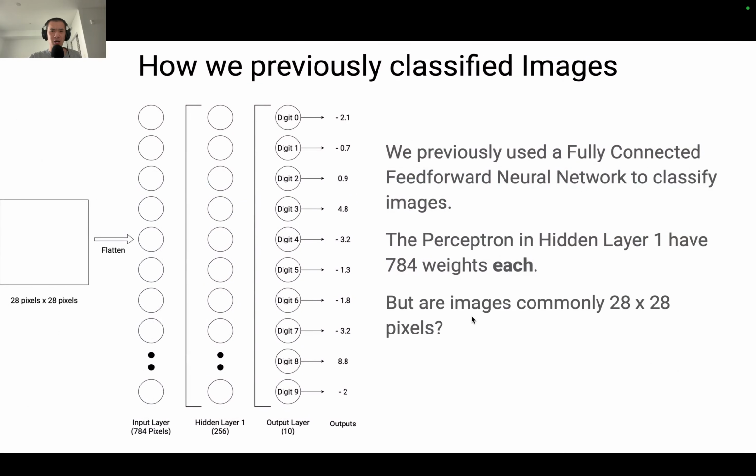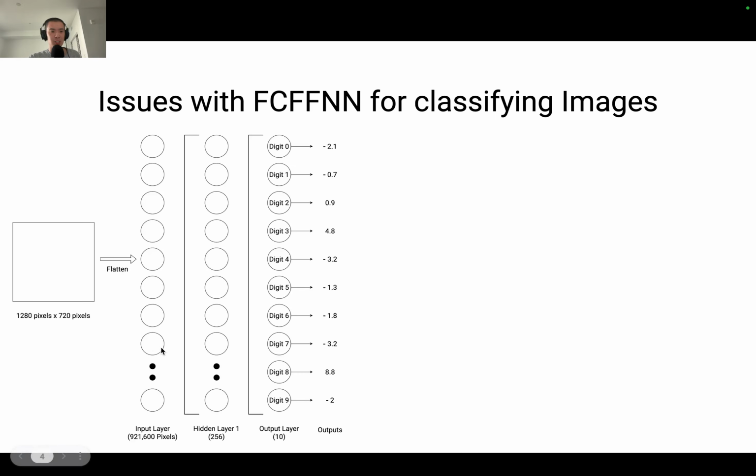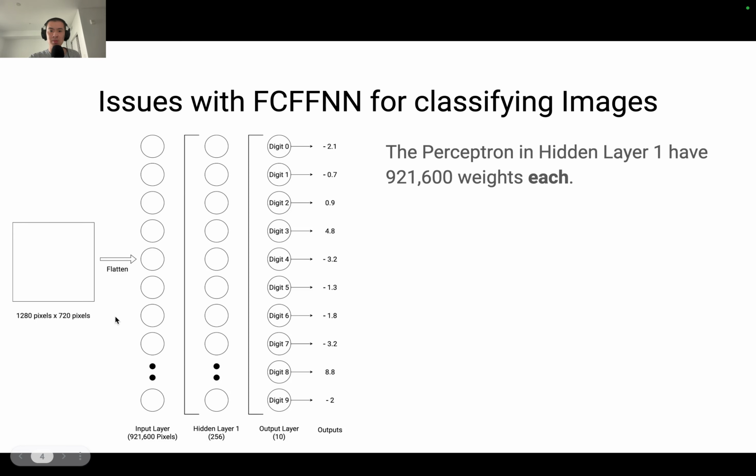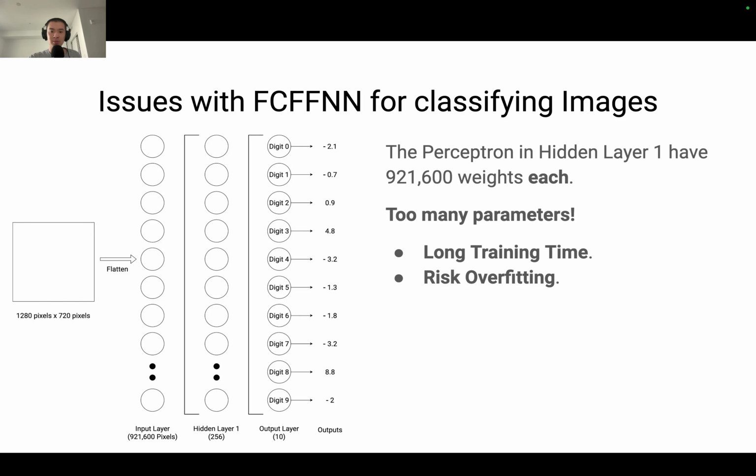But are images commonly 28 by 28 pixels? You might see an image that's more along the lines of 1280 pixels by 720 pixels. And the perceptrons in hidden layer 1 have 921,600 weights each. That's almost a million weights each. That's too many parameters. What's the issue with that? Long training time, which means it's going to cost you more money, and you risk overfitting.